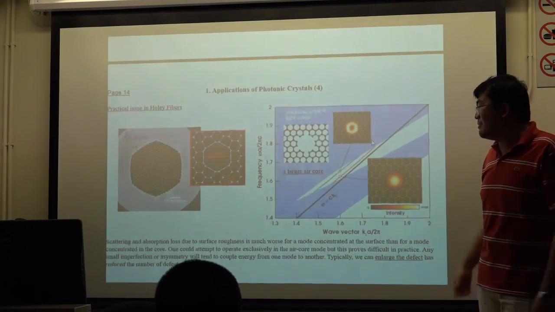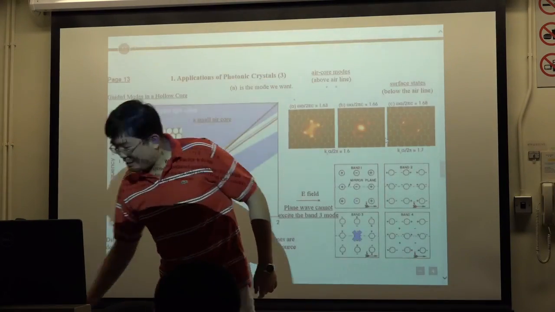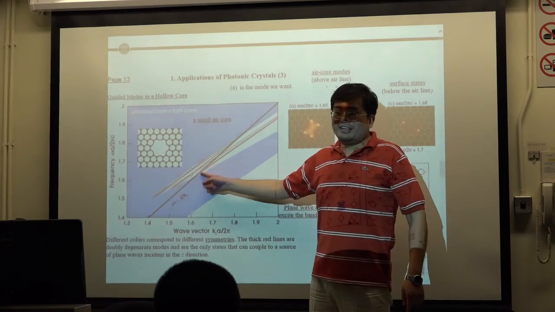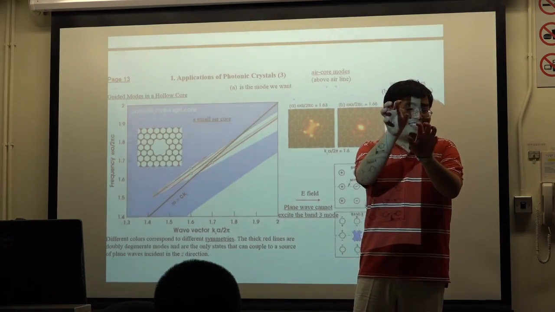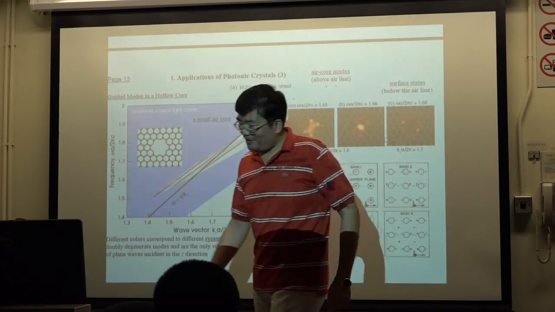When there is this imperfection, it makes the modes couple. You can see this kind of mode. These modes are very dense. If you slightly distort this, they couple to each other. So this is the problem.